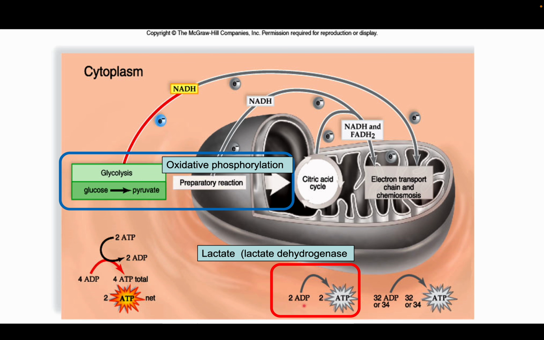Very important to mention. So I mentioned already oxidative phosphorylation, pyruvates being transported to the mitochondria.